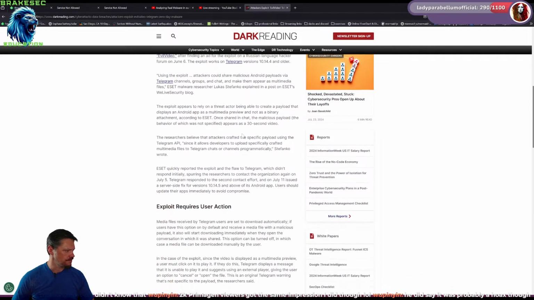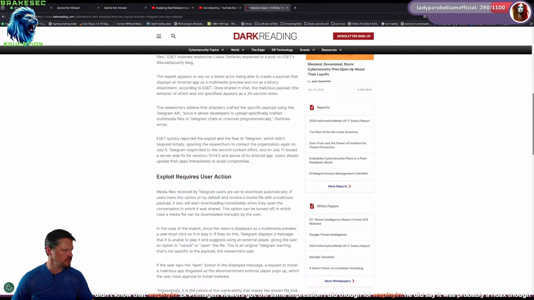For a couple things. ESET reported the exploit and flaw to Telegram, which didn't respond initially, spurring the researchers to contact the organization again on July 5th. Telegram responded to the second contact effort, and on July 11th issued a server-side fix for version 10.14.5 and above of its Android app. I really don't feel safe using Android.